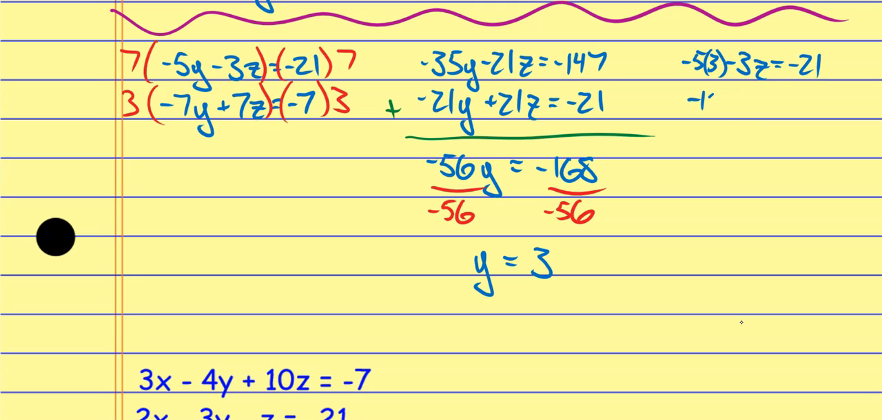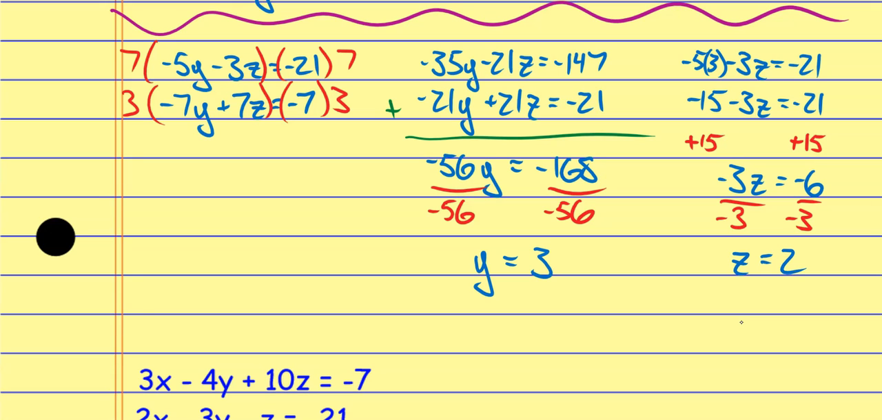And so now from here, that's a negative 15 minus 3z equals a negative 21. I'm going to add that 15 to each side. So that's a negative 3z equals a negative 6. And now divide each side. And so the result here is I solved the system of two equations and two variables. I took this problem, all right, this new problem that I created, and I solved for y and z.